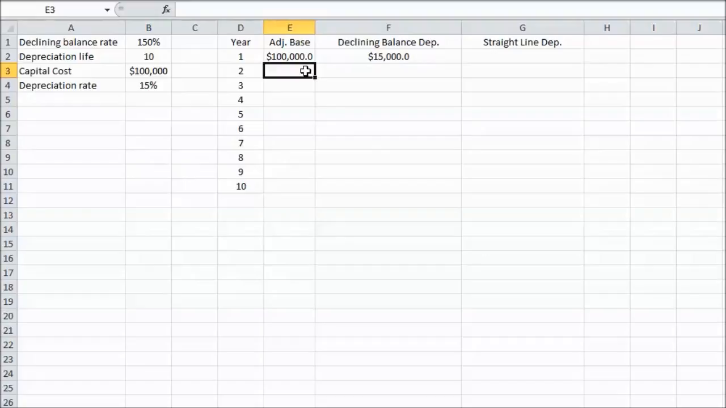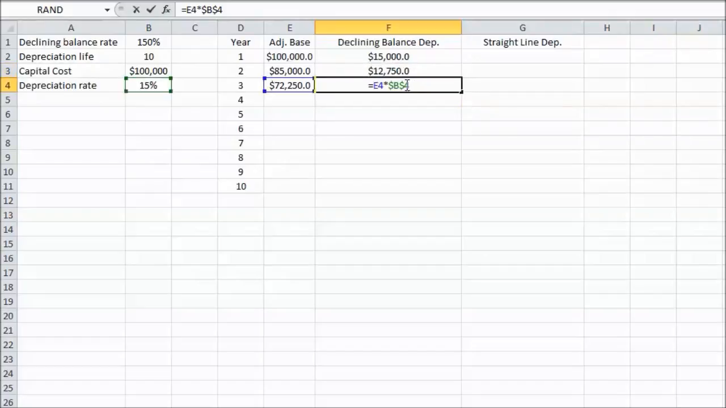Adjusted base for year 2 equals the previous year adjusted base minus the depreciation that we calculated for the previous year, and the depreciation for year 2 equals adjusted base multiplied by the depreciation rate, and I fix this cell. So because I'm following the same equation for all the years, I can apply this to the other years. So this is going to be the adjusted base minus the depreciation for the previous year, and I will do the same for this one because I fixed the depreciation rate.